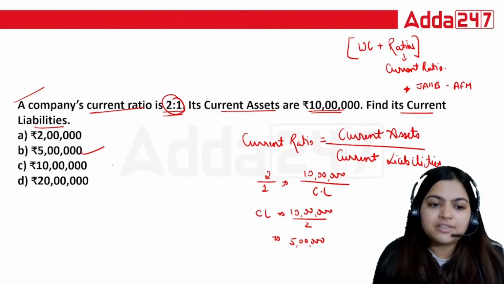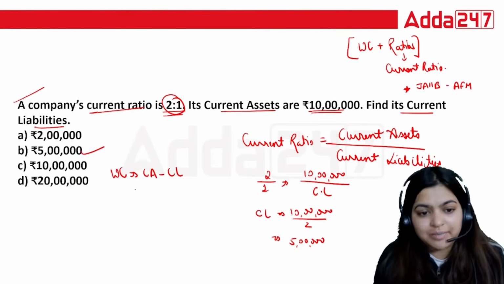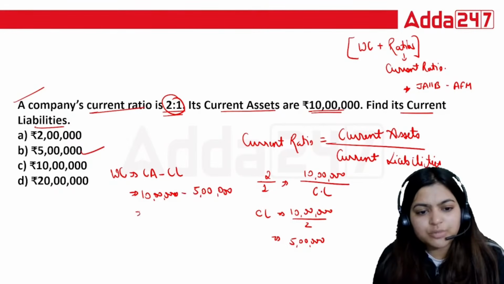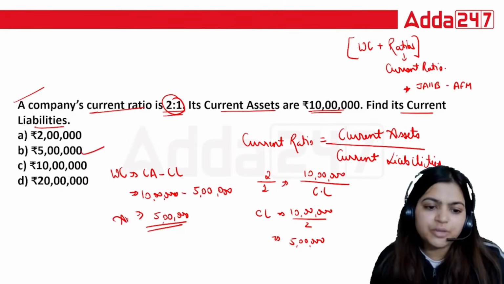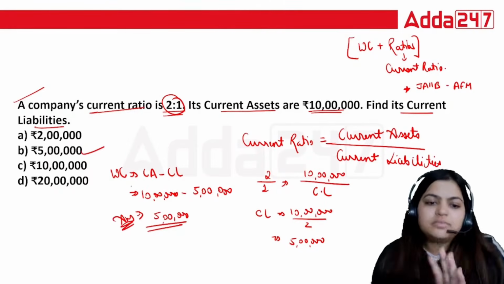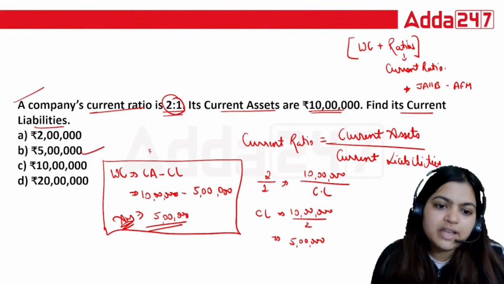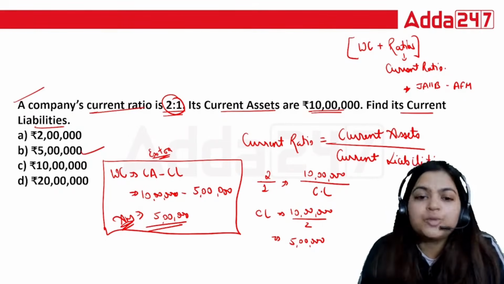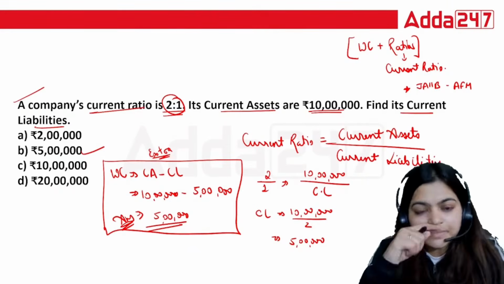And if they ask you here about working capital, it is current assets minus current liabilities. Current assets are already given in your question and current liabilities you just calculated, so that is going to be 5 lakhs. This is the extra part, not relevant to this question. I'm just showing you how to solve it if they ask you working capital from that same question. Yes, everyone? Okay.